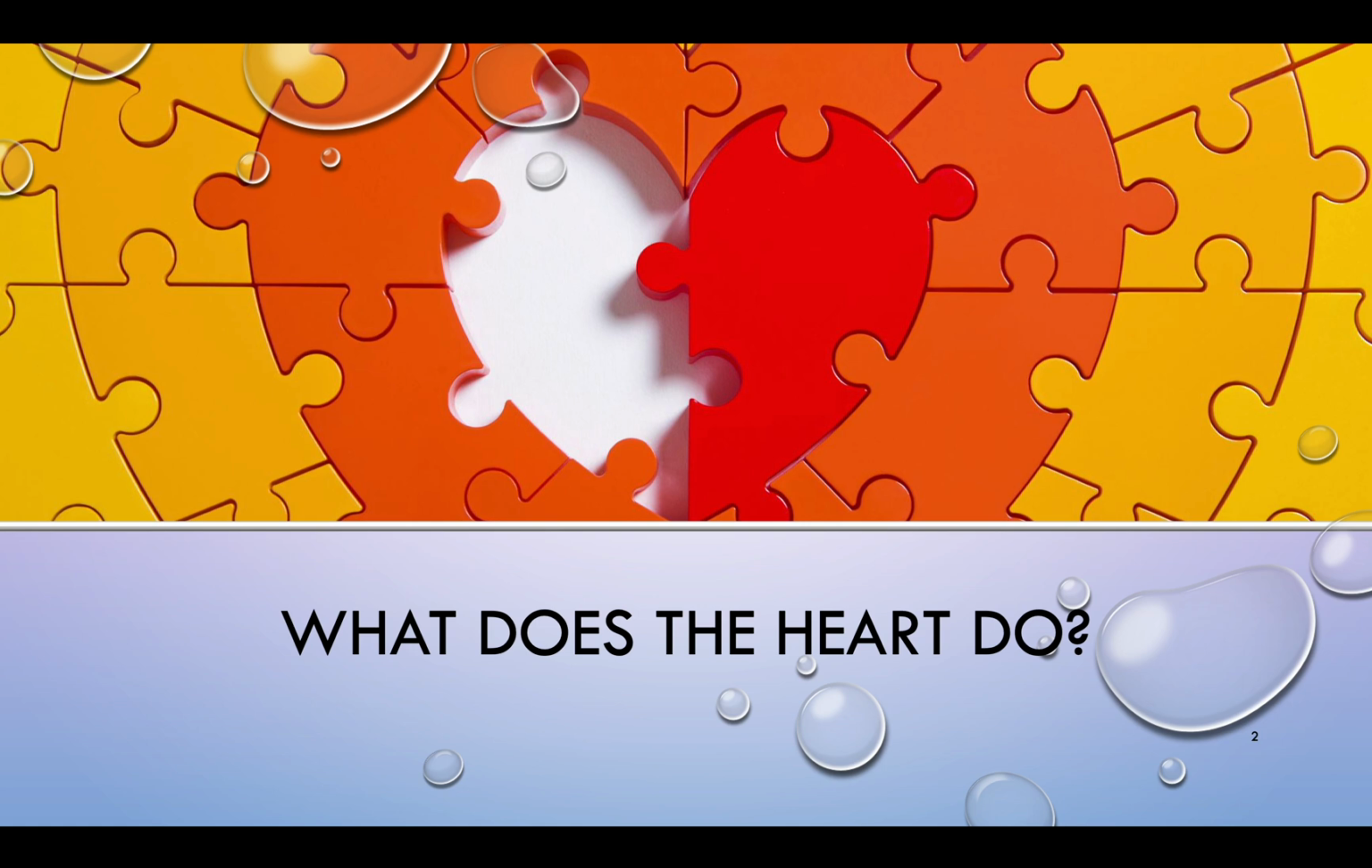That perfusion, that blood flow, gives color and temperature to our skin. When we have good perfusion to our brain, we have good cognition. When we have good perfusion to our kidneys, we have good urinary output.